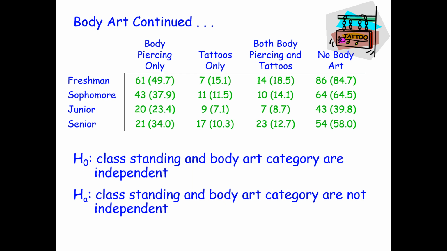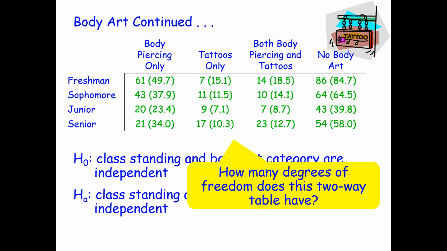So here we're going to see our expected counts. So how many degrees of freedom does this two-way table have? We don't have row totals or column totals here. And so we can take the number of rows and subtract 1, and then take the number of columns and subtract 1. And so that's going to give us a 3 times 3. So we'll have our degrees of freedom of 9.